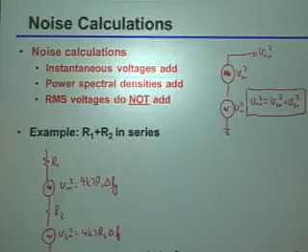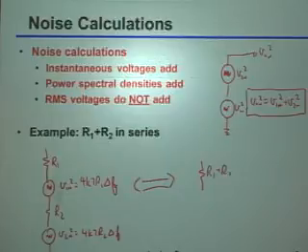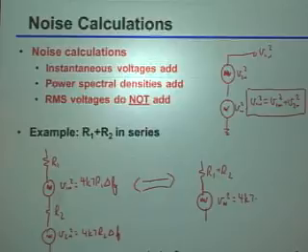Okay, so now I should be able to take this and simply model it as R1 plus R2, right? And if I've modeled it as R1 plus R2, then the noise voltage from that should be equal to 4kT(R1 plus R2) times delta F. Okay?